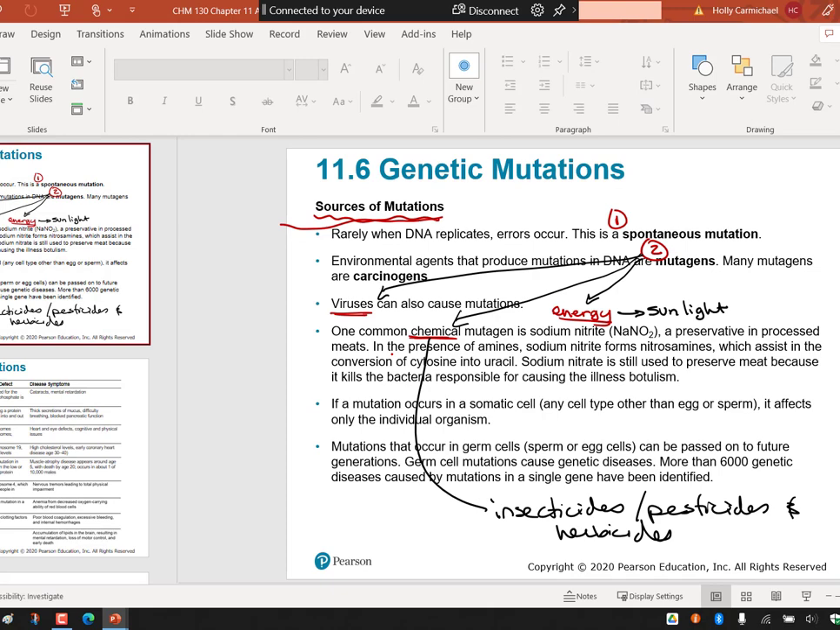So we have basically gone all the way to the very bottom on this review sheet, all the way to 44. So we've talked about mutations, what causes mutations, what are possible effects of mutations. Okay? So we've covered everything.